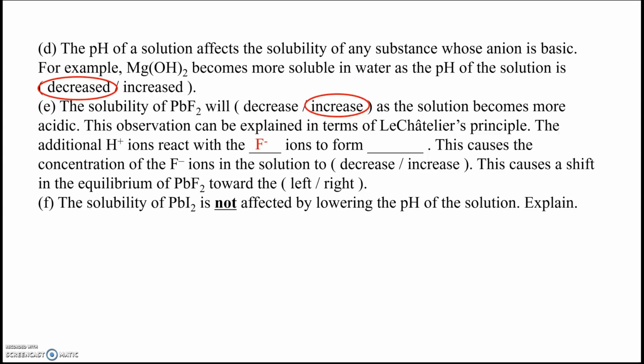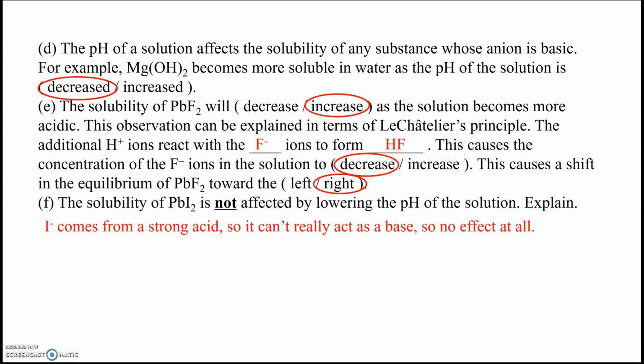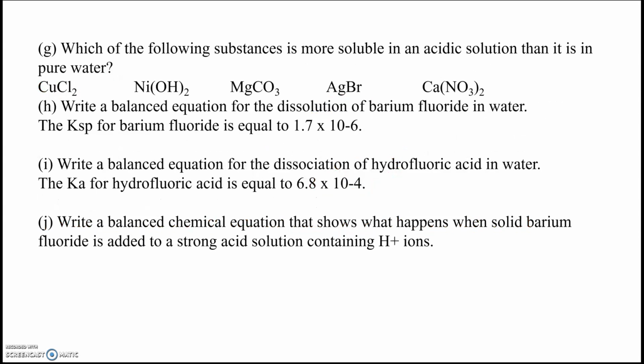The additional H plus ions react with fluoride to form HF, and this causes the concentration of F minus in the solution to decrease, which causes the equilibrium of the PbF2 to move to the right. Now, the solubility of PbI2 is not affected by lowering the pH. Why is this true? Well, I minus comes from a strong acid. I minus can't really act as a base, so this doesn't shift my OH minus and H plus concentration at all.